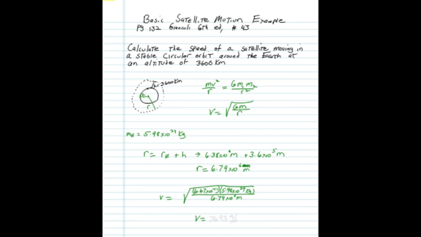I'm getting 7,693 meters per second. That seems like a reasonable answer for me because we had said in class that at the surface of the Earth, the speed would have to be around 8,000 meters per second. You're a little bit farther away from the Earth's surface, so the speed would be a little bit less.